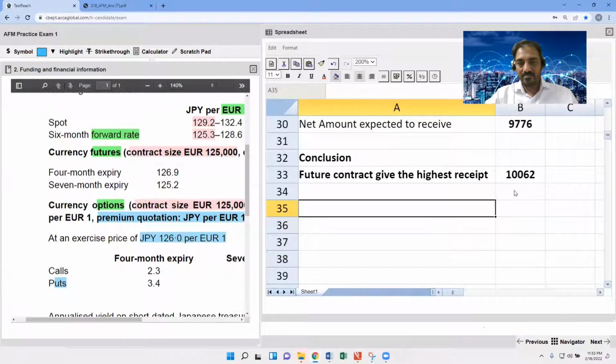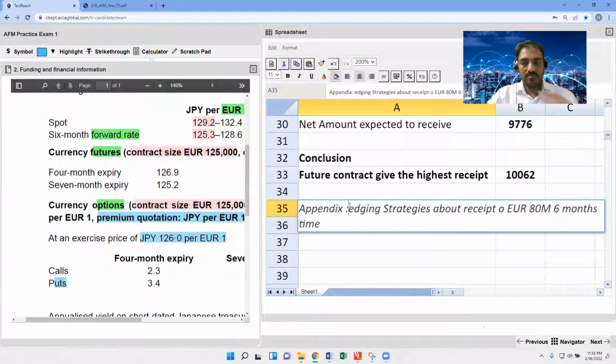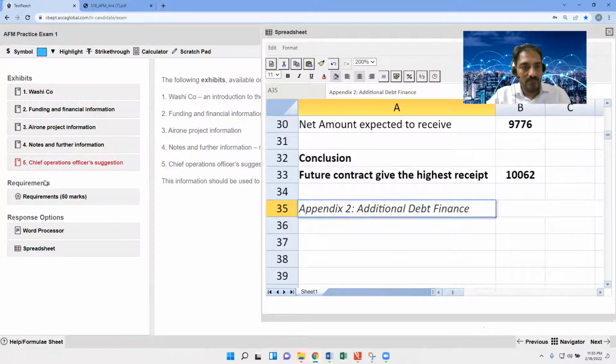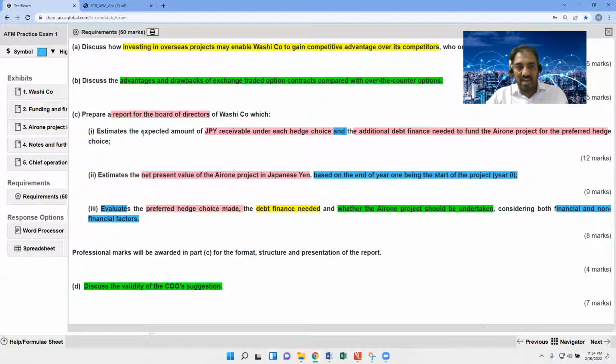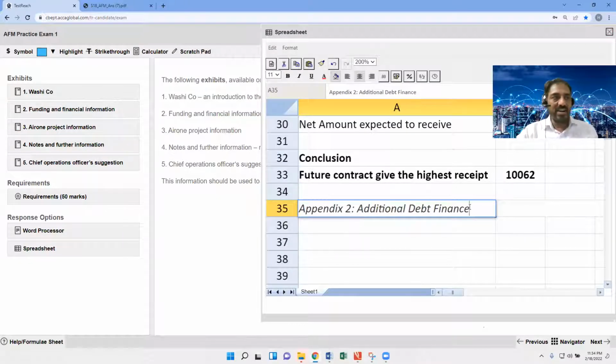Now it's time for appendix 2. What is appendix 2 about? The additional debt finance. Now the question is over with respect to hedging; now the other part. Out of 12 marks, we have done the first part, and the additional debt finance is a requirement to fund the Air 1 project for the preferred hedge. That's another point. Okay. Additional debt finance to fund the Air 1 project.